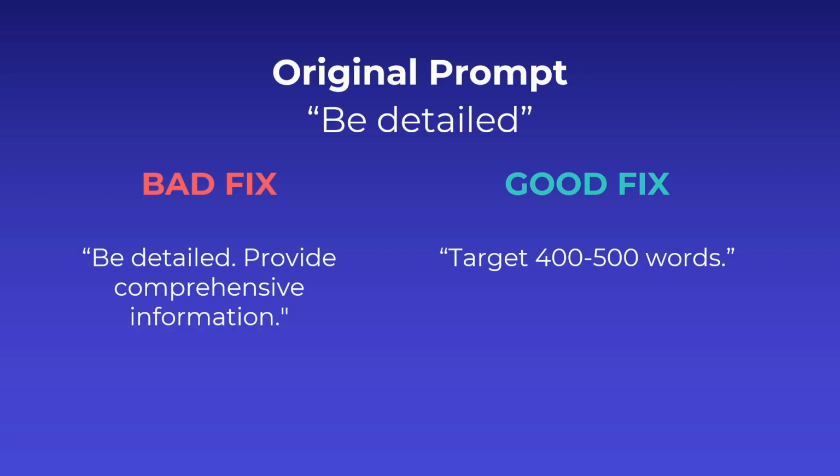So here's the principle I want you to internalize. Prefer replacing over adding. When something isn't working in your prompt, look for opportunities to replace vague instructions with specific ones. Don't just pile more words on top of the vagueness. If your prompt says, be detailed, but the new model is still giving you short outputs, don't say, be detailed and provide comprehensive information. Instead, replace the be detailed with target 400 to 500 words. It's basically the same token count, or sometimes even less, but way more effective because it's specific.